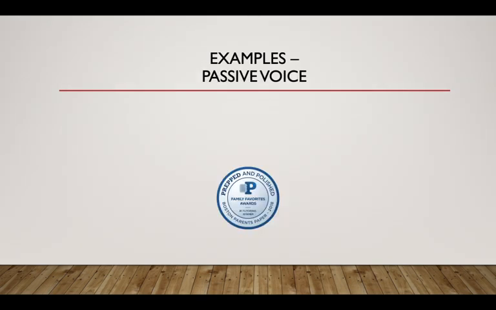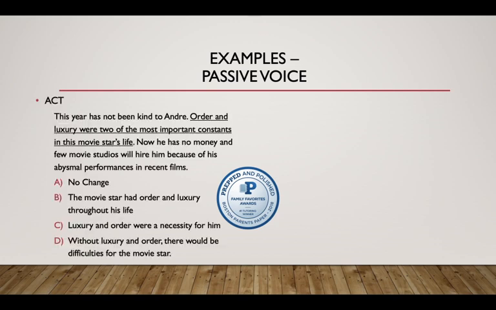All right, let's look at some last examples here on passive voice. Now remember, passive voice is when we flip-flop something active versus something passive. So, this year has not been kind to Andre. Order and luxury were two of the most important constants in this movie star's life. Now he has no money, and few movie studios will hire him because of his abysmal performances in recent films. Well, I have order and luxury were two of the most important constants in this movie star's life.